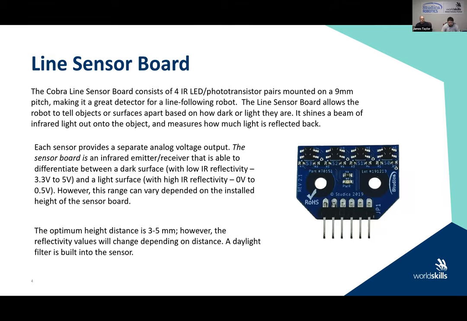When we work with this, we look at it between a threshold value, and you're going to see that we set a threshold value within the code. These values are going to change based upon the height that the sensor is installed at. The optimal height for the sensor is generally between 3 and 5 millimeters. However, you might have to change it as your robot moves or does different things.